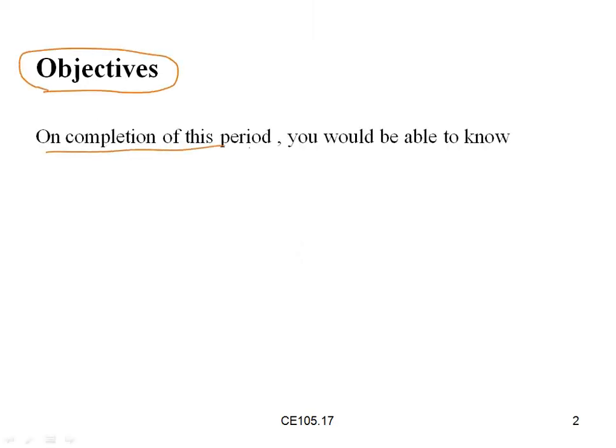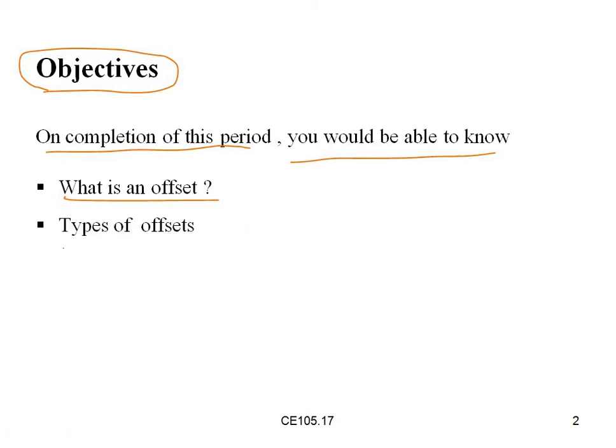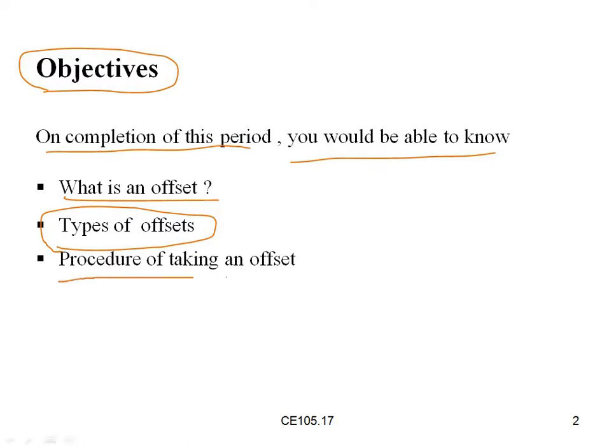On completion of this period, you would be able to know what an offset is. In chain surveying, another instrument we are going to use is called an offset. And what are the types of offsets, and the procedure of taking an offset? So how you will use this offset on the site in chain surveying.